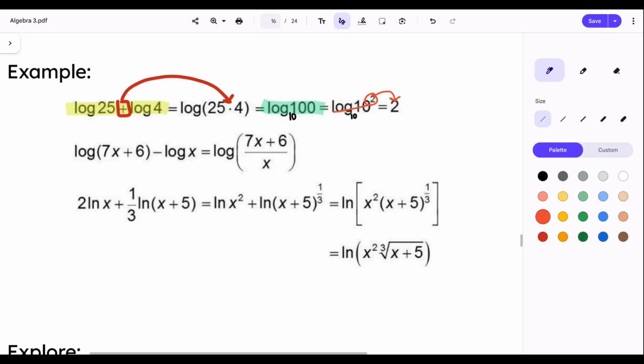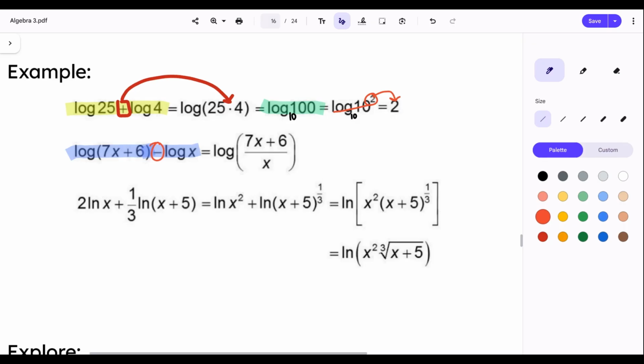Like if you look at the next example here, this one starts out by saying log, and then it says 7x plus 6, and then it says minus log x after that. So on the top, log 7x plus 6, they're putting that above the x here. They started out because they're seeing, okay, there's a minus sign here. Minus means that there would be division going on.